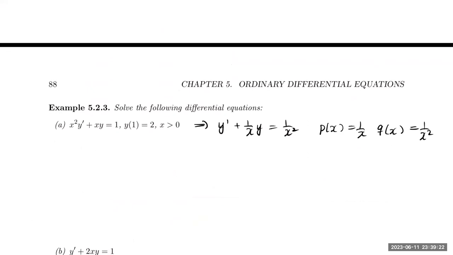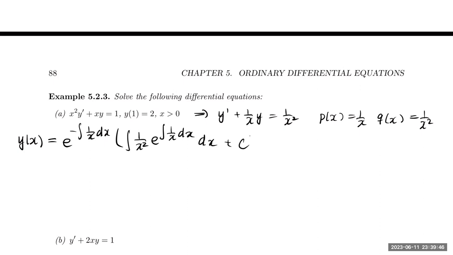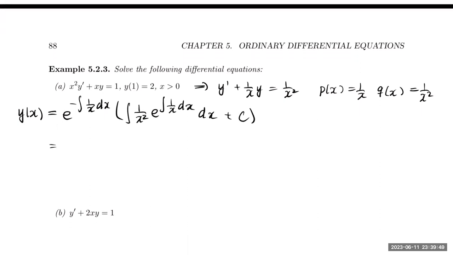So let's go ahead and use the formula. It makes it easier. So we have y of x, which is equal to e to the power negative of the integral 1 over x dx times the integral of q of x, which is 1 divided by x squared, times e to the power of the integral 1 over x dx, plus c. Okay, so e to the power negative ln of x, we have the integral of 1 over x squared still, but we still have e to the power ln of x here, dx plus c.